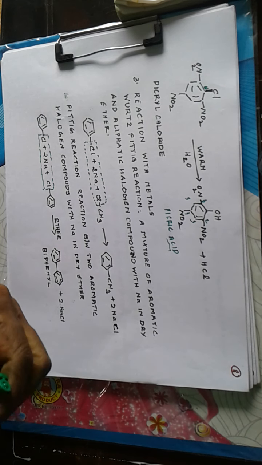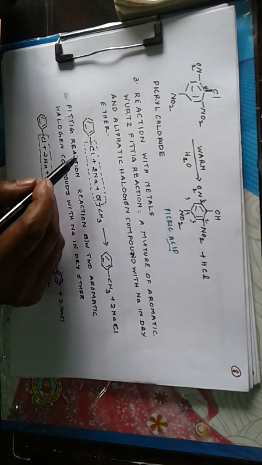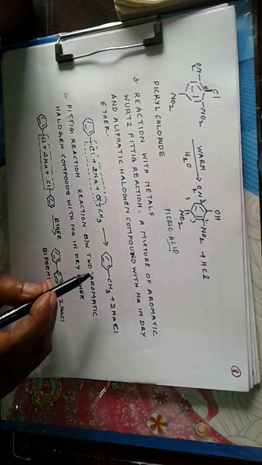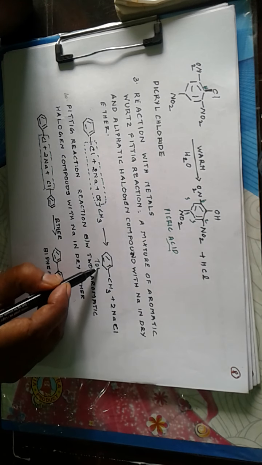So in the Wurtz-Fittig reaction, the haloarene reacts with a haloalkane with sodium metal in ether, with removal of NaCl, and we get a hydrocarbon. This is toluene.